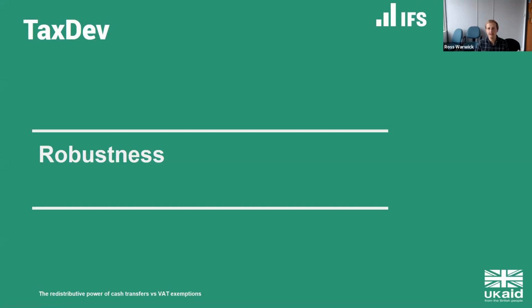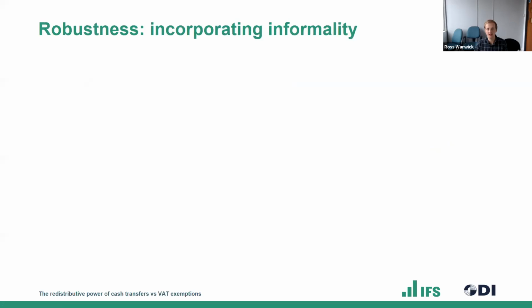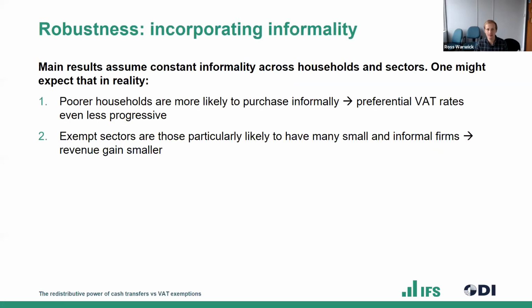If I've got a couple of minutes, I will just quickly mention something on our robustness, because I think this is quite a strong assumption, and people always ask questions about informality in our results. So we assumed constant informality in our main results. One might expect that in reality, poorer households are more likely to purchase informally. This would actually make preferential VAT rates even less progressive, because in this case, broadening the VAT base would have even less of an impact on poorer households than richer households.